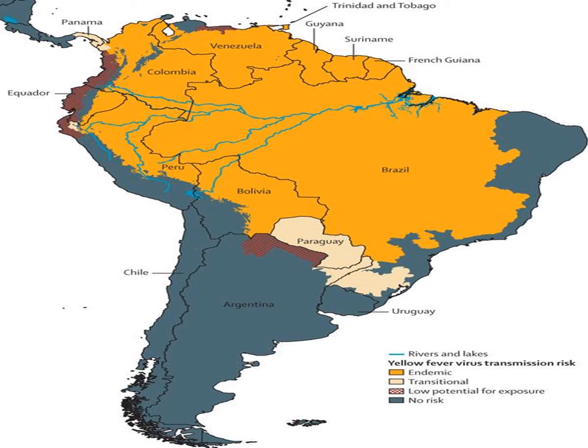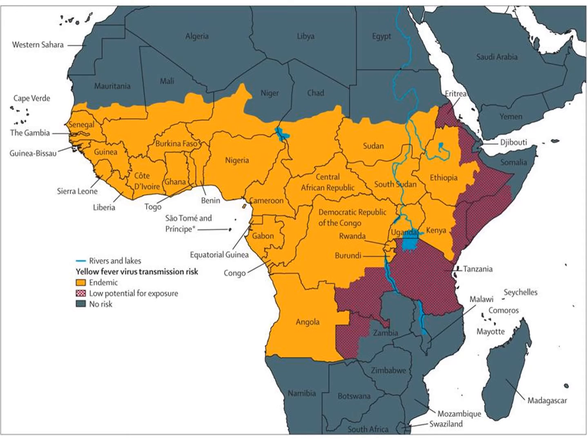In Africa, in yellow are the endemic parts, as you see in Sudan, which is very related to Egypt. This part is low potential for exposure. This part is low potential for exposure. And in gray, no risk.